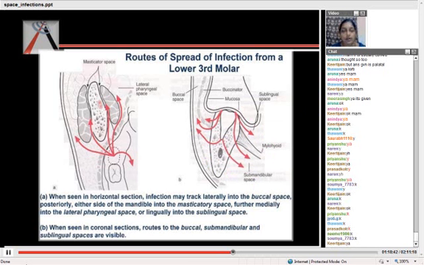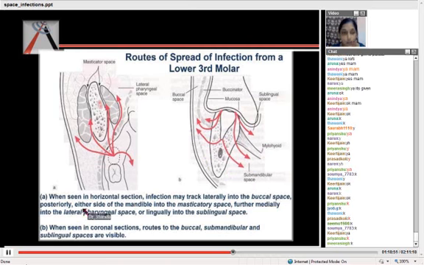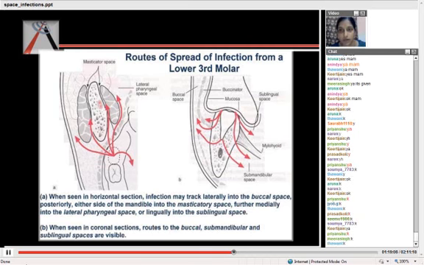When seen in horizontal section, infection may track laterally into the buccal space, posteriorly either side of the mandible into the masticatory space. They have just generalized it saying masticatory space. Further medially into the lateral pharyngeal space or lingually into the sublingual space.